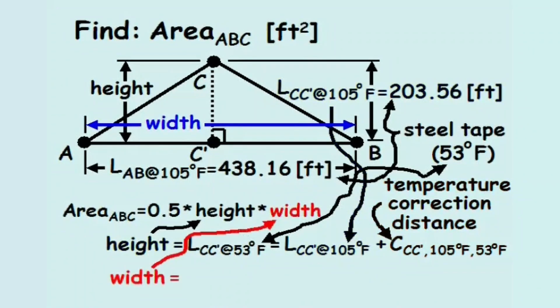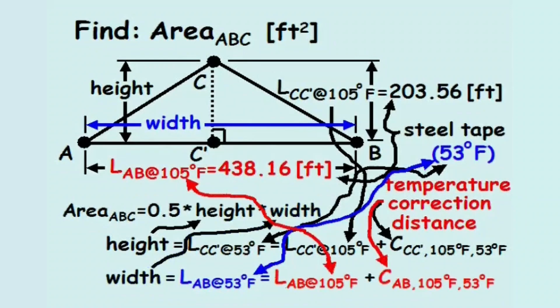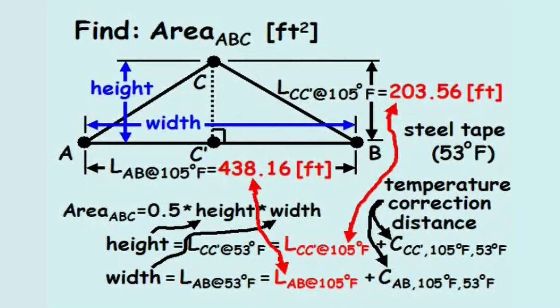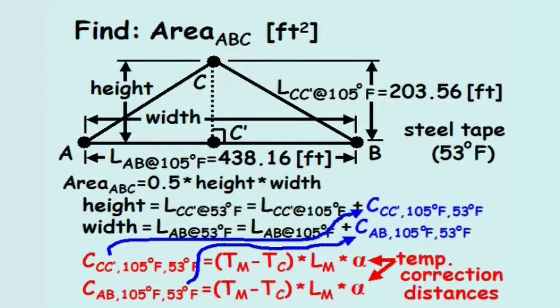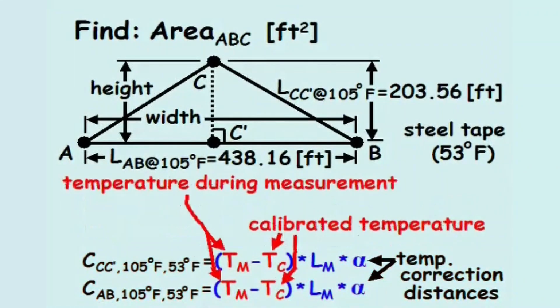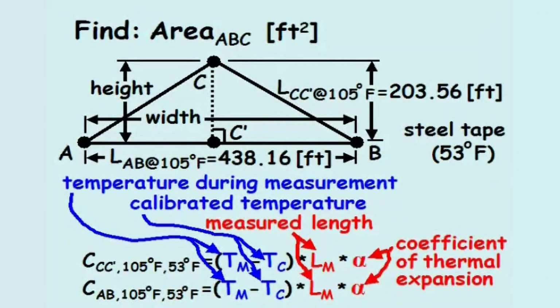In the same manner, the actual width of the triangle will equal the width if the measurement were taken at the calibrated 53 degrees Fahrenheit, which will equate to the measurement taken at 105 degrees Fahrenheit plus a temperature correction distance, C. Since we know the height and width of triangle ABC at 105 degrees Fahrenheit, we need to solve for the temperature correction distances. The temperature correction distances equal the temperature during the measurement minus the calibrated temperature times the measured length times the coefficient of thermal expansion.